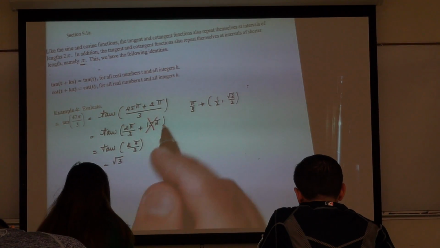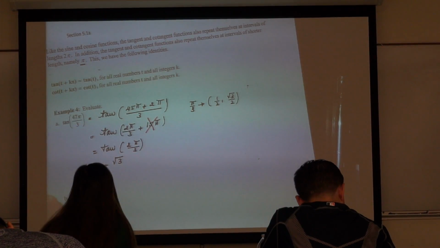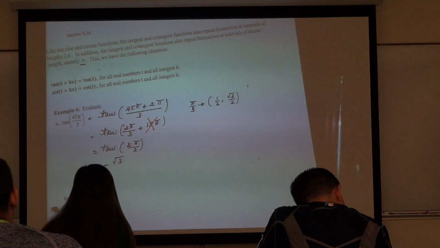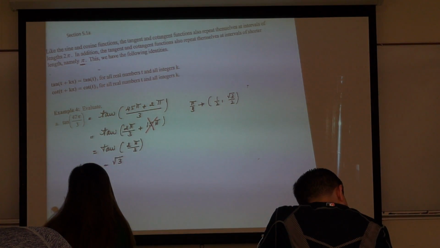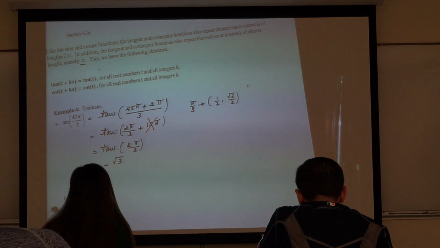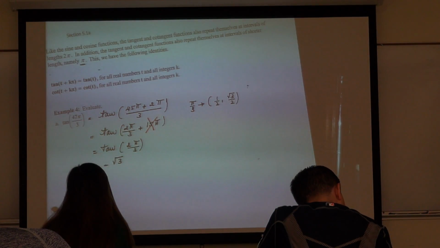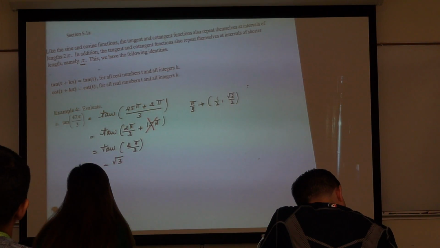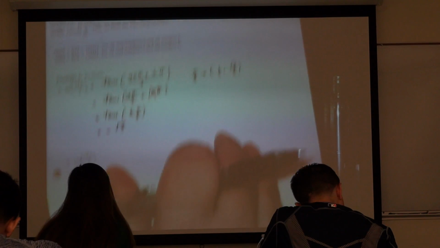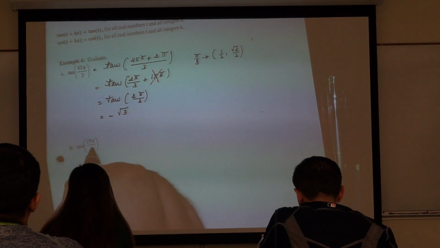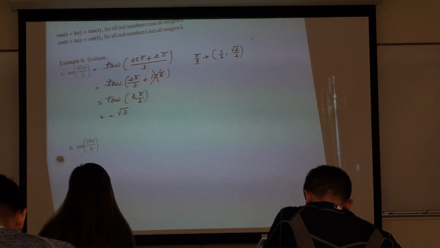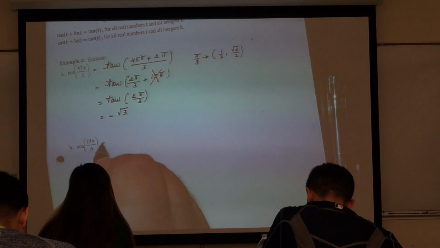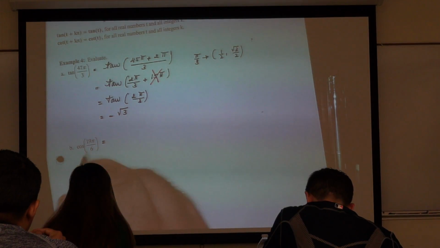But I benefited from the fact that tangent and cotangent have a period of pi, which means they repeat every multiple of pi. They can skip by pi or multiples of pi. What about cosine, sine, secant, cosecant? They skip multiples of 2 pi. So let's say this one, cosine of 19 pi over 6. How can I do that? How can I make this even smaller?